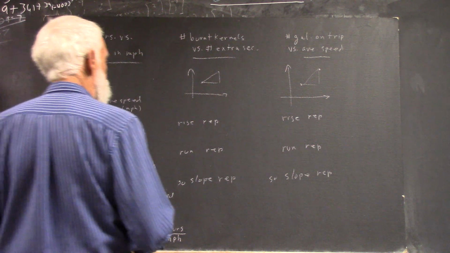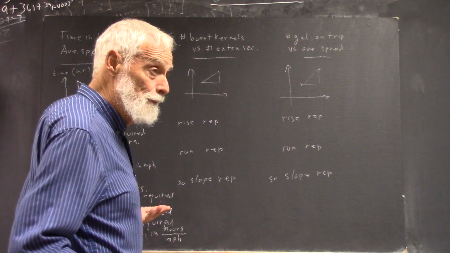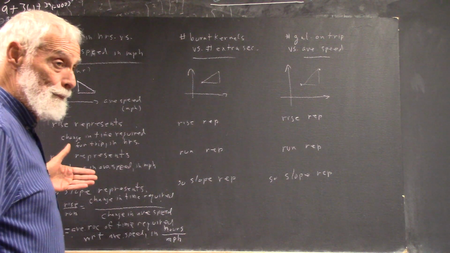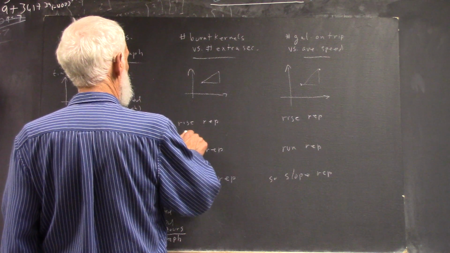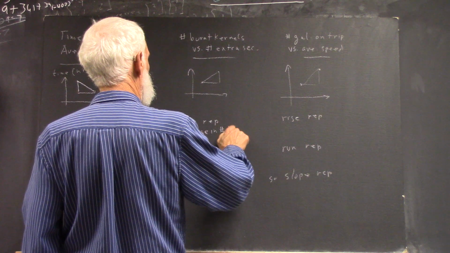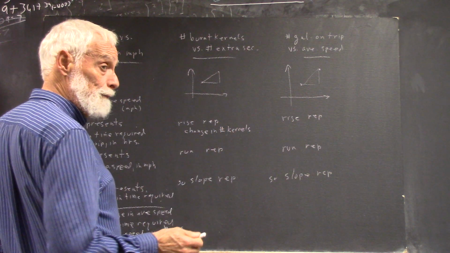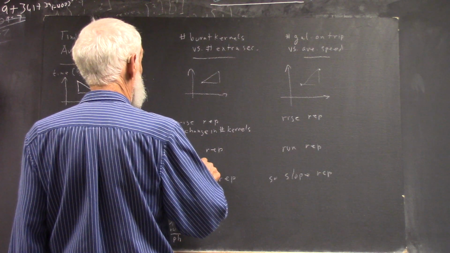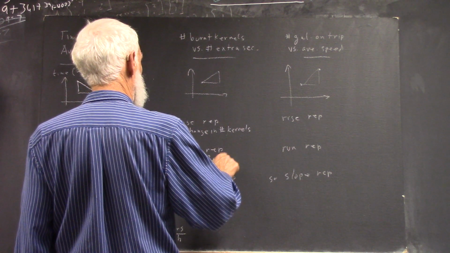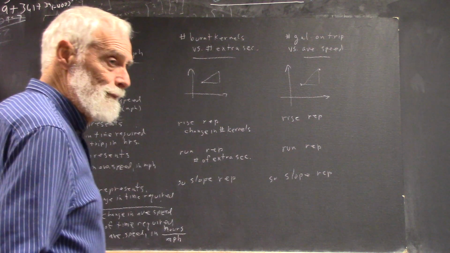Here. Rise represents, and I'll do this a little quickly because the process is obvious, right? The rise is always the change in something. The run is always the change in something, right? Change in the number of kernels. And the run represents number of eggs per second. Okay?